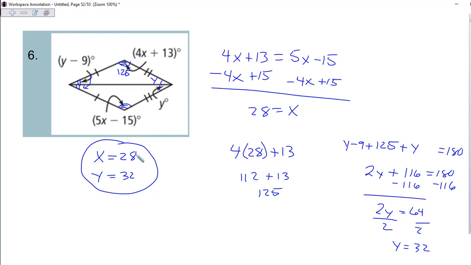So this concludes our lesson on trapezoids and kites.